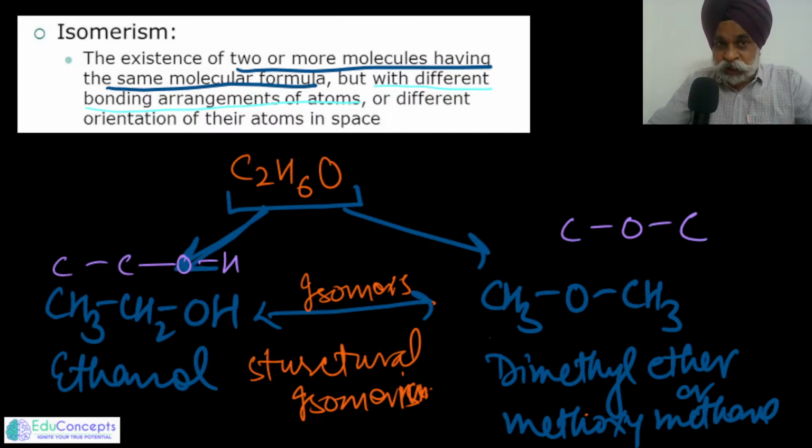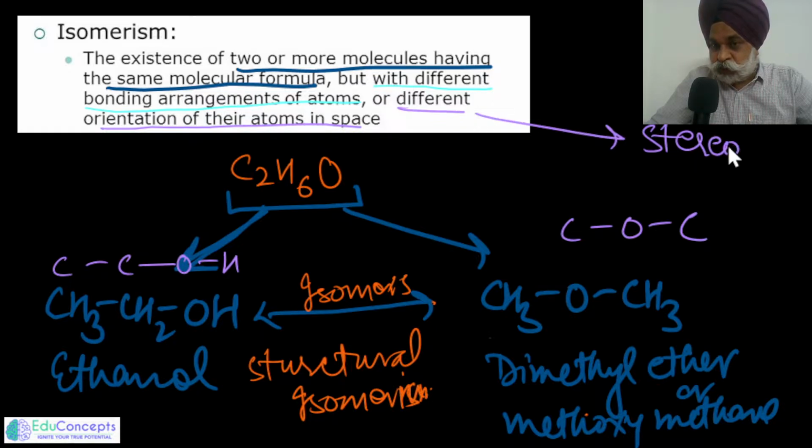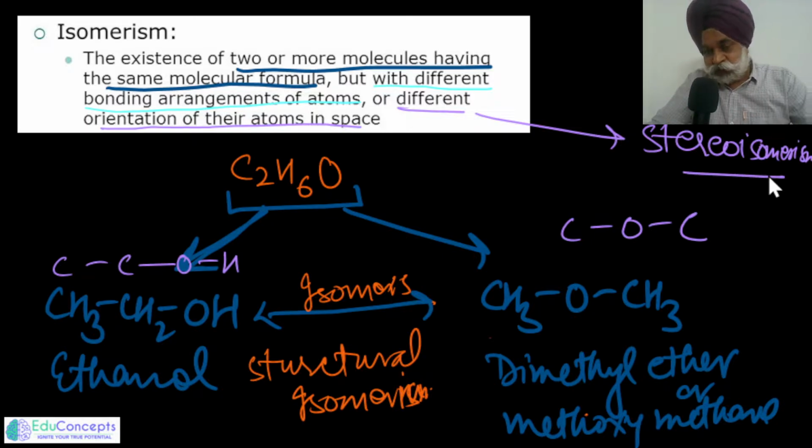And when the orientation of atoms is different in space, they get classified under the category of stereoisomerism. To understand stereoisomerism, I request you to see session number 1 where I have explained it at length, or in the subsequent lecture wherever stereo comes after structural, you will be able to understand it well.